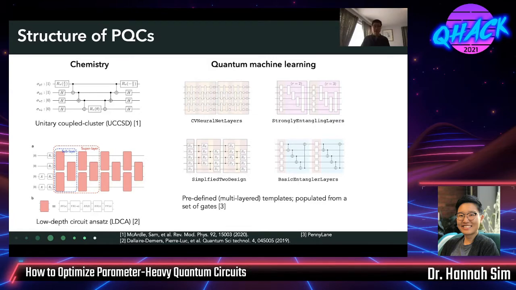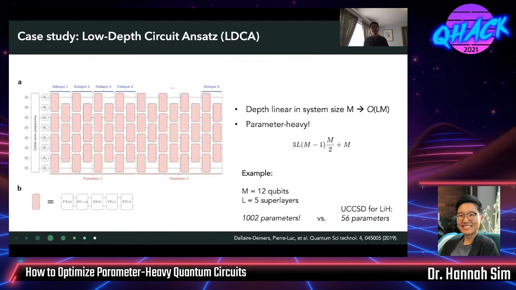And so today, like I mentioned before, I'll consider the low depth circuit ansatz, or LDCA, as a case study because of the compact depth, but also the high number of parameters that comes with it. Specifically, the circuit depth scales linearly in the number of qubits, but it scales quadratically in the number of qubits in terms of the number of parameters.